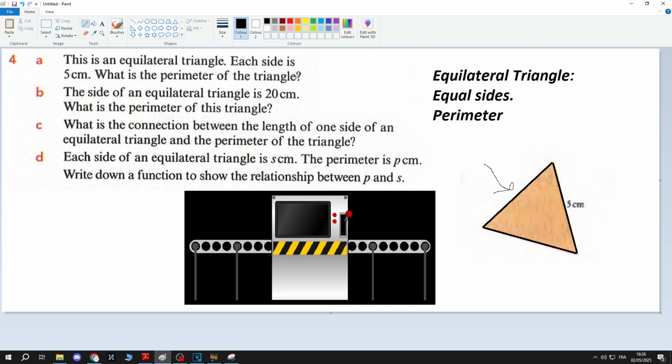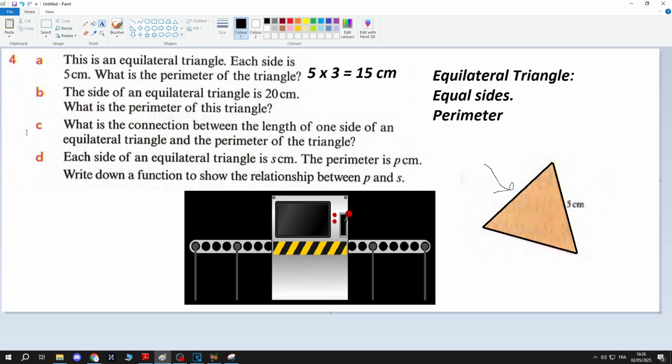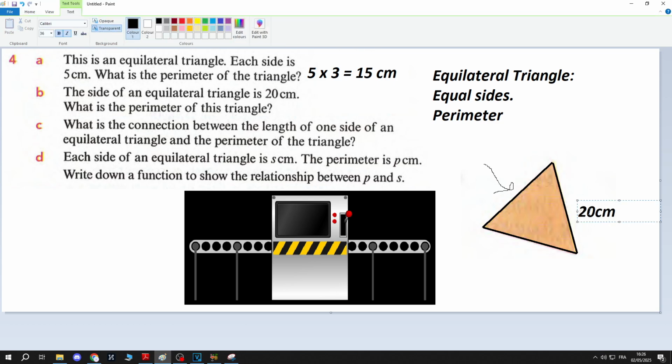So what could the perimeter of the triangle be if we know it's an equilateral triangle with a side of 5 centimeters? If you thought 5 times 3 equals 15 centimeters, then you're on the right path. So B follows the same logic. They said this time, the side of an equilateral triangle is 20 centimeters. So simply enough, instead of them writing 5 centimeters here, it would be 20 centimeters. But would we change anything about this? Of course not. Instead of doing 5 times 3, we would do 20 times 3. This time it would be 60 centimeters.